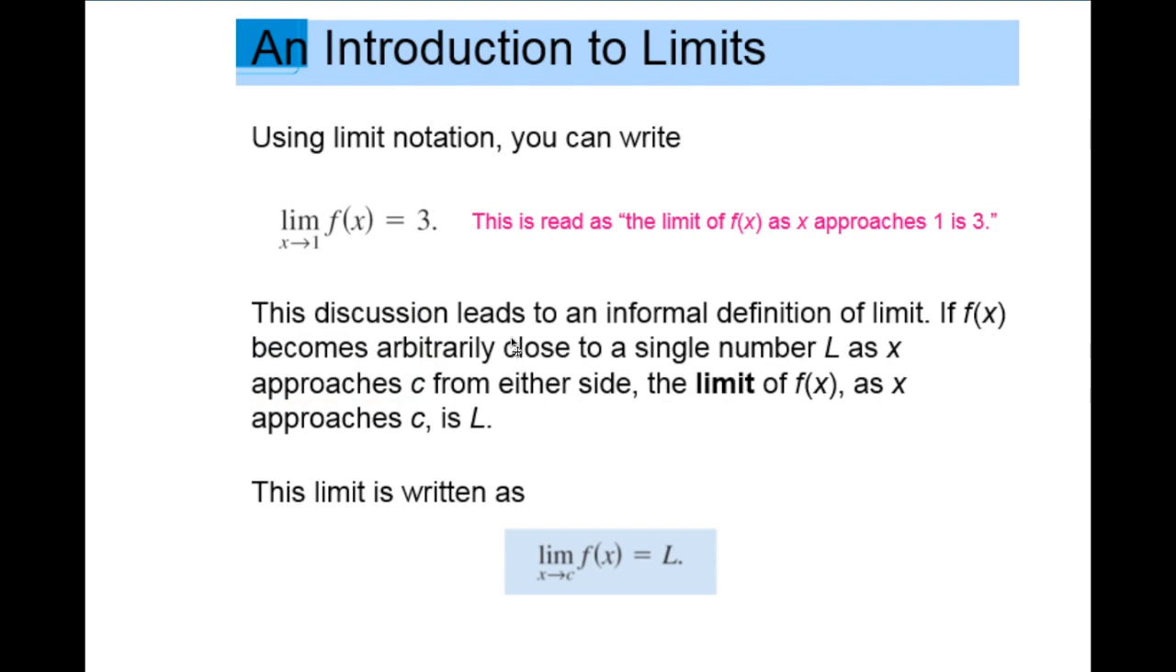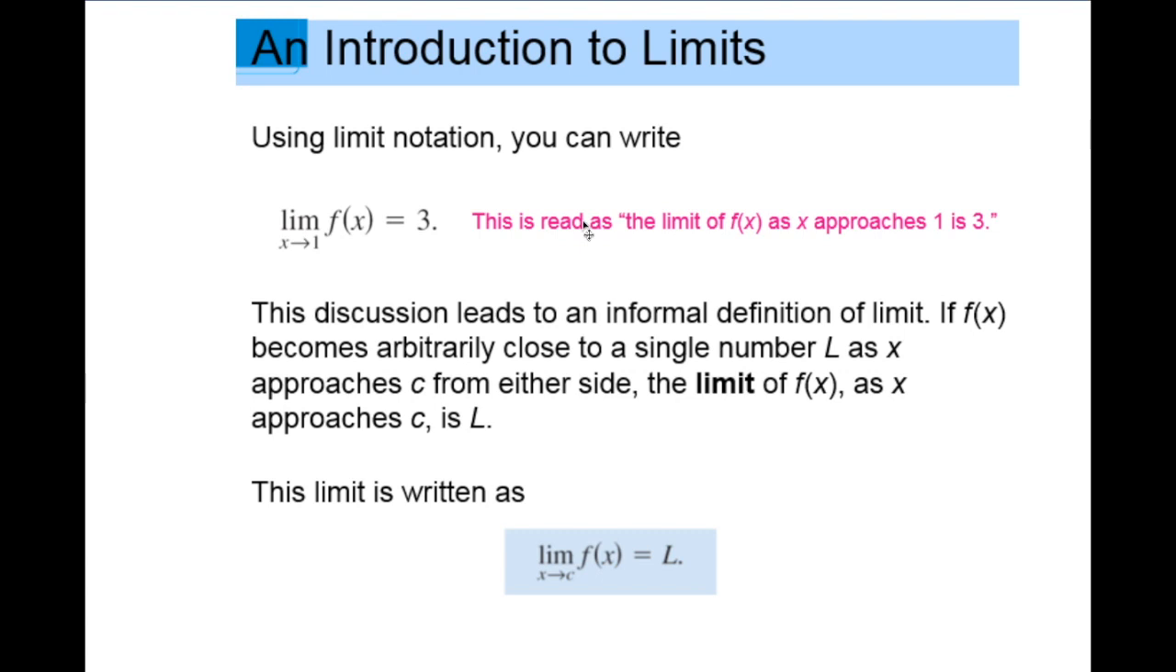Of our definition of a limit. So using limit notation, you can write the limit of f of x as x approaches 1 is equal to 3. Make sure that you're aware of how to read this. It's going to be very important that we communicate effectively in this class.